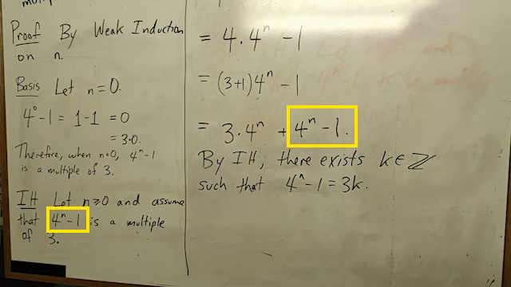What I'm saying here is that by the inductive hypothesis, there exists a k in the integers such that 4 to the n minus 1 is equal to 3k. And why is that true? Well, it's because 4 to the n minus 1 is a multiple of 3. And what does that mean? It means that there exists a k such that that number is equal to 3 times k. That's what it means to be a multiple of 3.